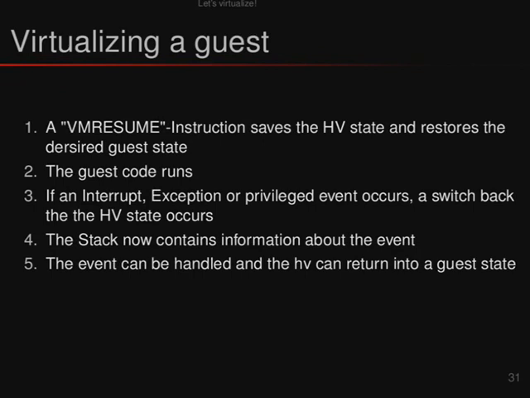And the stack of the hypervisor context now magically contains information about what really happened. If there was a print instruction, then the stack says this VM wanted to print something. If there was an unknown opcode exception, it says the guest tried to execute an unknown opcode, and so on. Then the event can be handled by the hypervisor, and then after that you can return back into the guest you came from, again with a VM resume instruction, or you can choose another guest to return to.